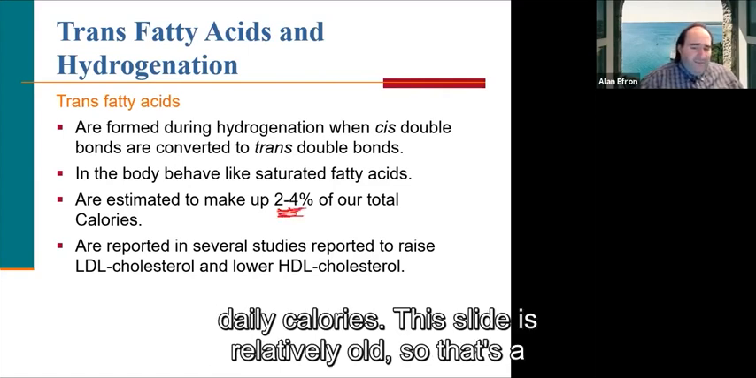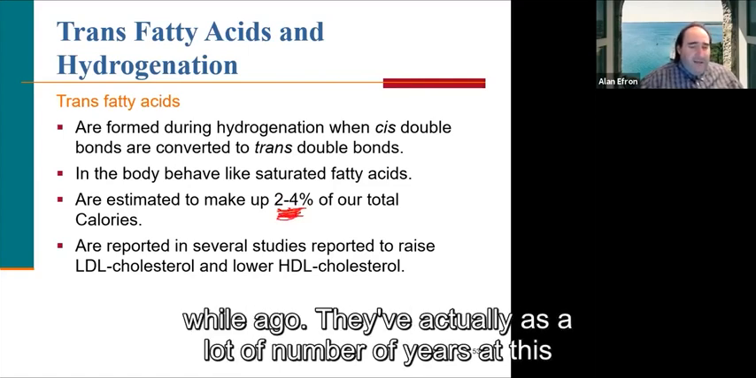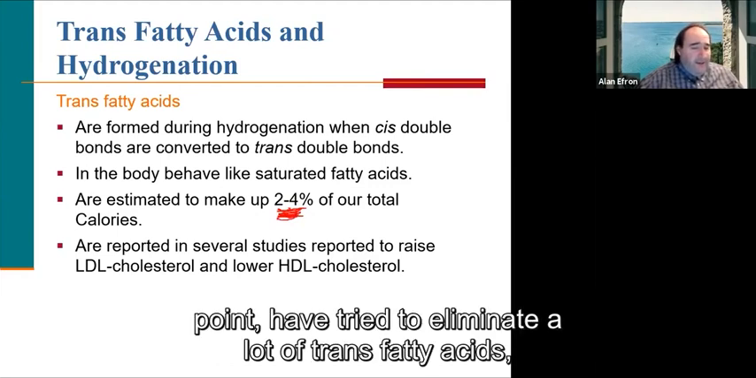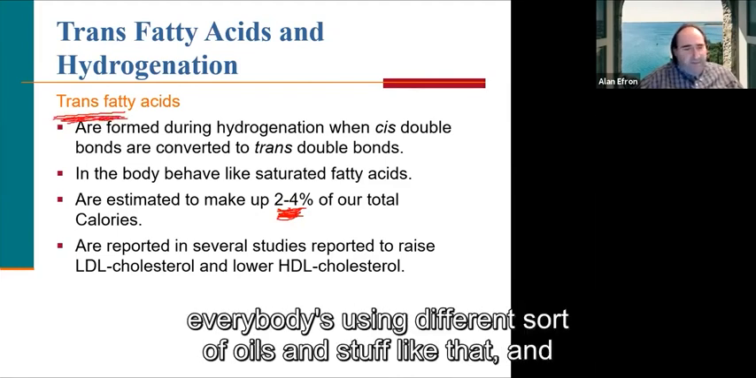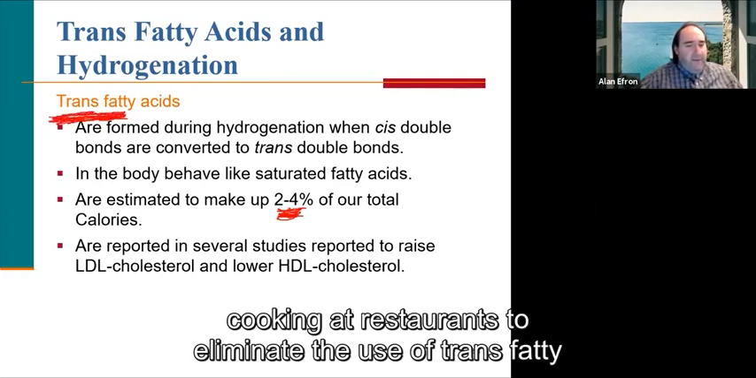This slide's relatively old, so that's a while ago. As of a number of years at this point, they've tried to eliminate a lot of trans fatty acids, especially maybe about 5 or 6 years ago. You heard everybody's using different sorts of oils in cooking at restaurants to eliminate the use of trans fatty acids.